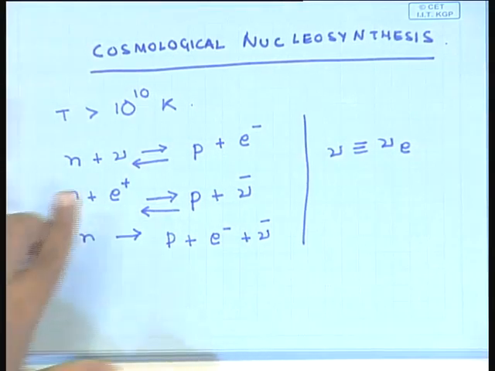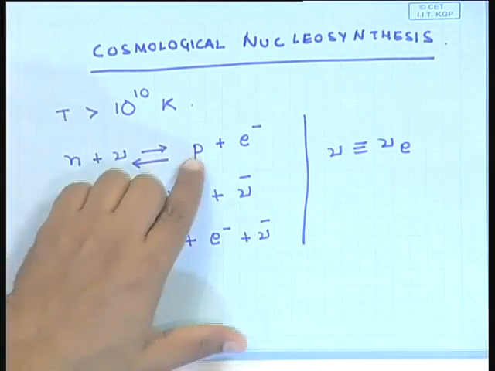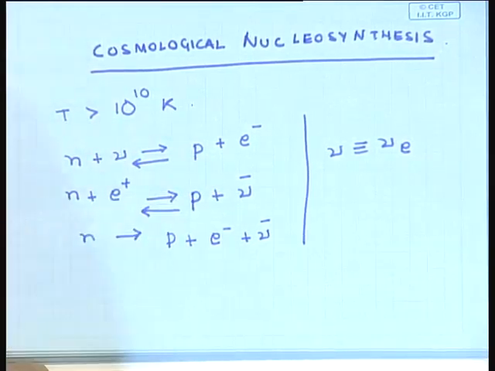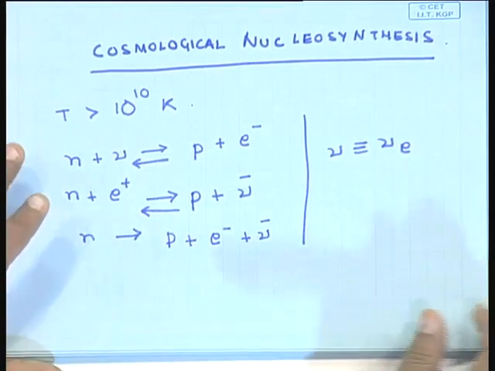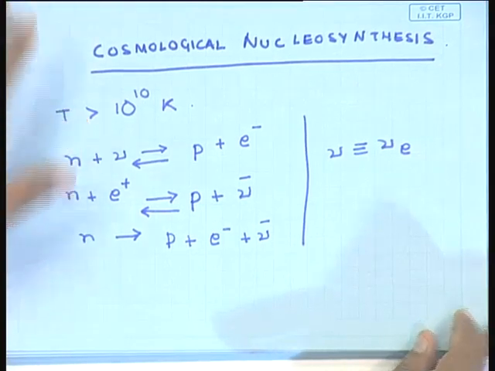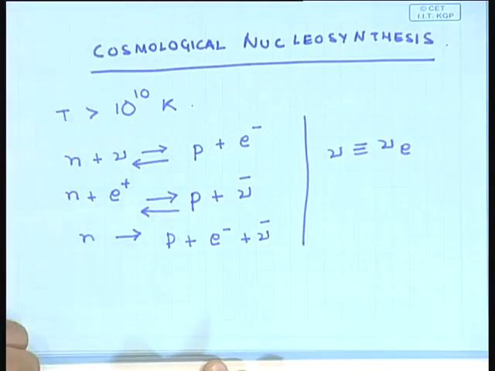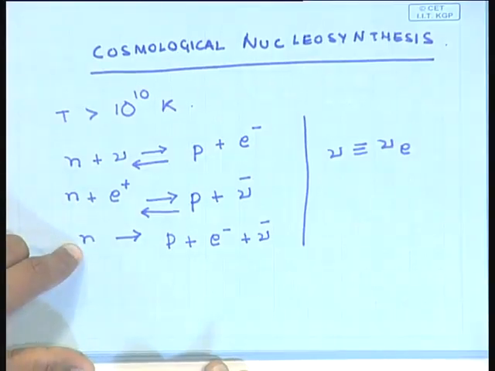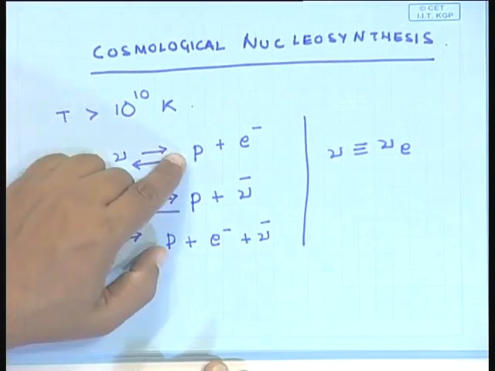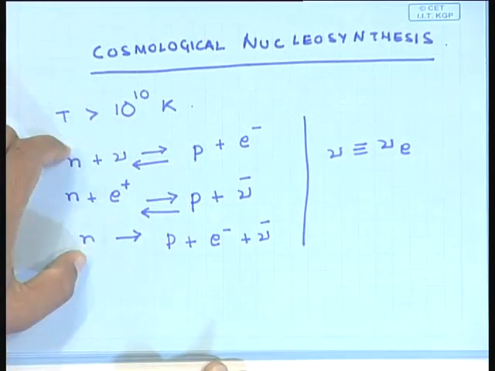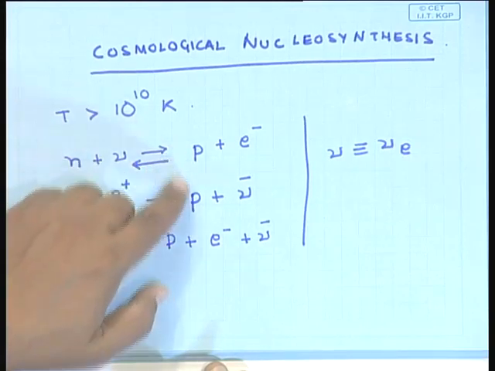So the neutrons and protons, these baryons, can get interconverted through these reactions. The temperatures that we are dealing with are of the order of 10 to the power 10 Kelvin, somewhat more than 10 to the power 10 Kelvin and less. At these temperatures, you can think of the neutrons and protons as effectively being at rest. The temperatures are considerably smaller than the rest mass energy of neutrons and protons, so you can consider these as being at rest.